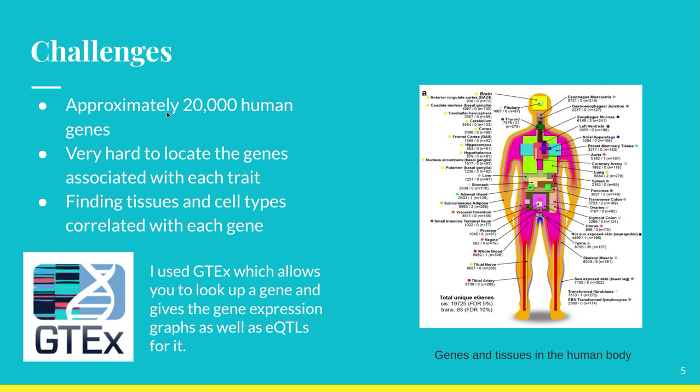Challenges. One of the biggest challenges I faced was there's approximately 20,000 human genes, so it was very hard to locate the genes associated with each trait, and then also having to find the tissues and cell types correlated with each gene. I used the GTEx portal tool, which allows you to look up a gene and gives the gene expression graphs as well as eQTLs for it. This is a diagram of the genes and tissues in the human body.